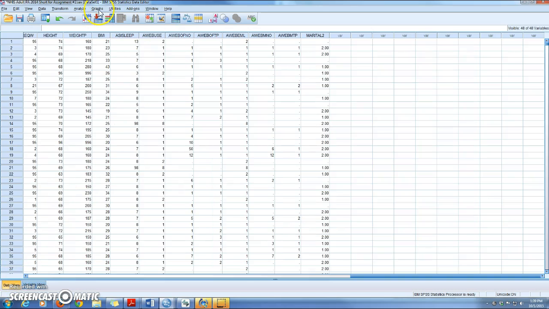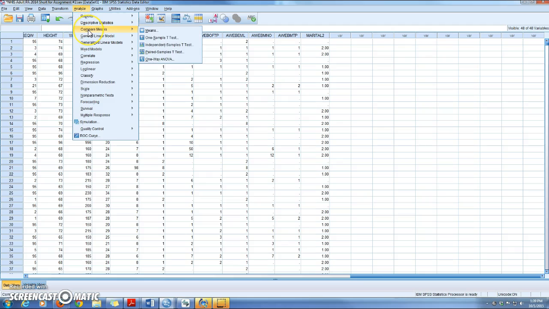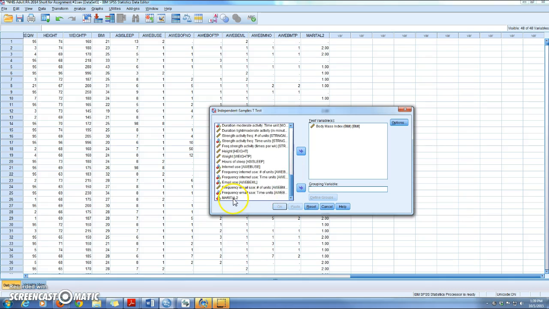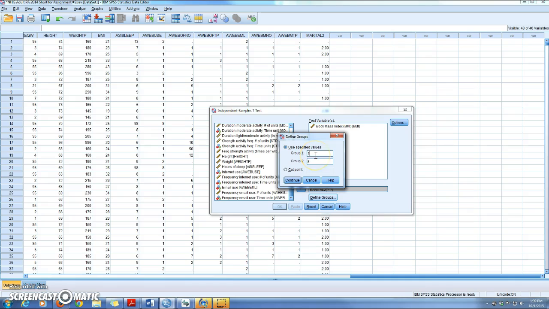All right. So now what we want to do, of course, is just an independent samples t-test again, so you should be comfortable with this. We'll go to independent samples t-test. It's the same questions we had before, but now instead of using marital and the 7 and the 8, we're going to use marital 2, and we're going to compare the 1s and the 2s.